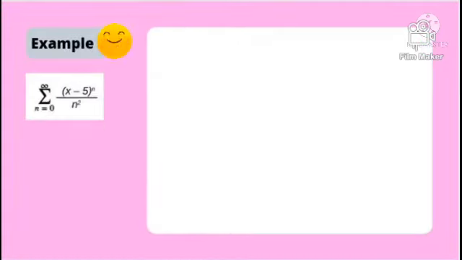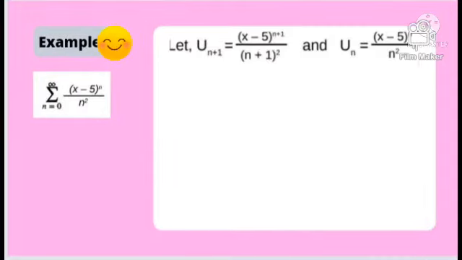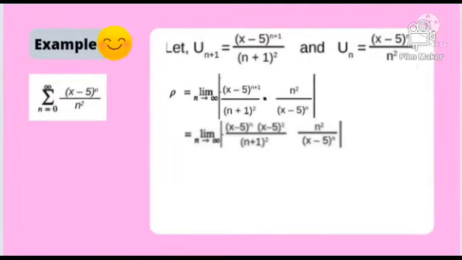For our last equation, the series of n starts from 0 to infinity (x minus 5) raised to n over n raised to 2. So ang ating u sub n is the (x minus 5) raised to n over n raised to 2 at ang ating u sub n plus 1 is (x minus 5) raised to n plus 1 over (n plus 1) raised to 2. So, perform natin ang ating ratio test.